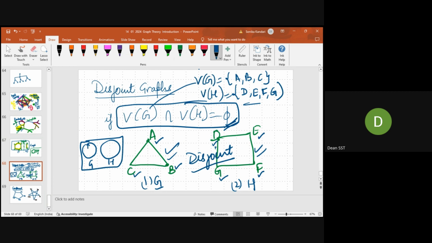G is A, B, C, and H is D, E, F, G. And there is nothing common. So we can say these are what? These are disjoint graphs. Is it clear? Yes, ma'am. This is your disjoint graph.